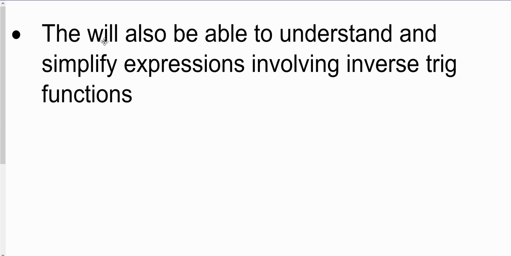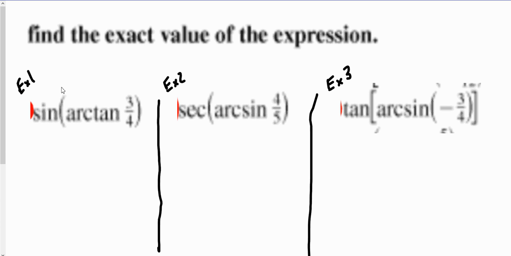Okay, what we have here is we're going to be doing some trig, and we're going to be talking about how to understand and simplify expressions using inverse trig functions. We're going to find the exact values of these expressions. What we have is the sine of arctangent of 3 over 4, and I have 3 examples for us to do. So if you want to try these examples, and I'm going to go through them a little bit, that would be great.